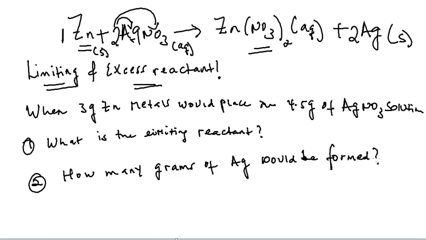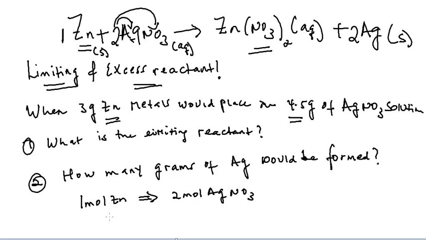So like I said, the very first important thing in order to solve this problem is to know which one would be your limiting reactant. Is that zinc or silver nitrate? So we have 2 amounts here, 3 grams of zinc and 4.5 grams of silver nitrate, and we are not sure whether zinc or silver nitrate is going to be your limiting reactant. So one way to determine this is to go back to the balanced equation. According to the balanced equation, 1 mole of zinc reacts with 2 moles of silver nitrate.